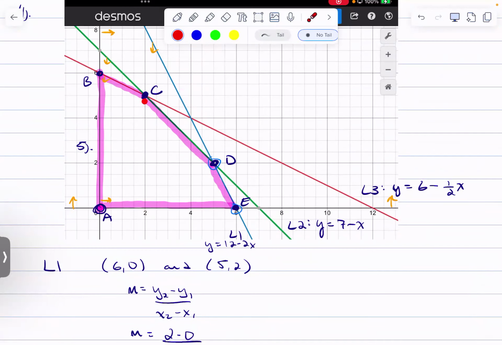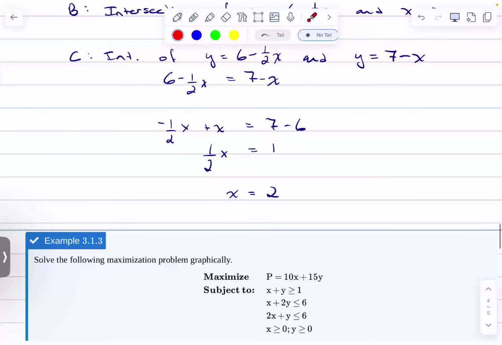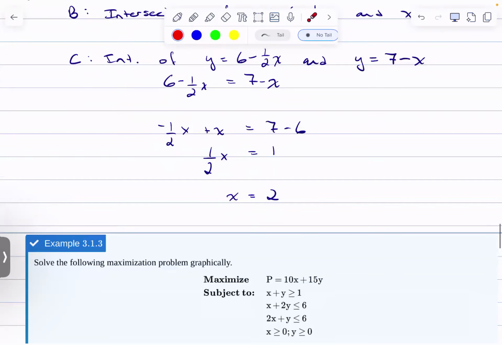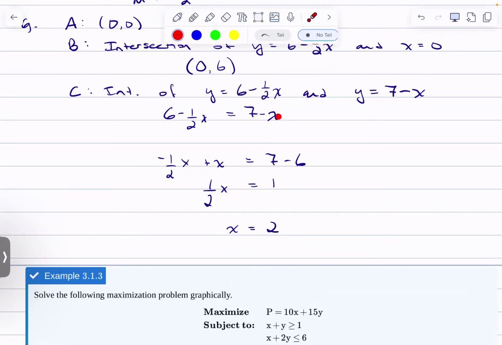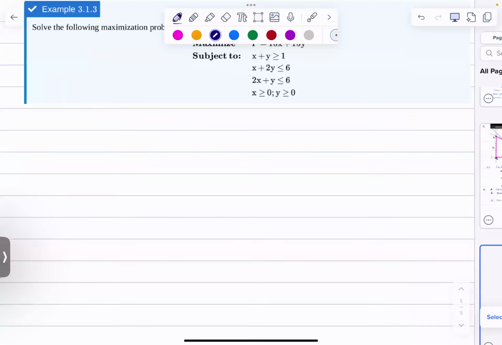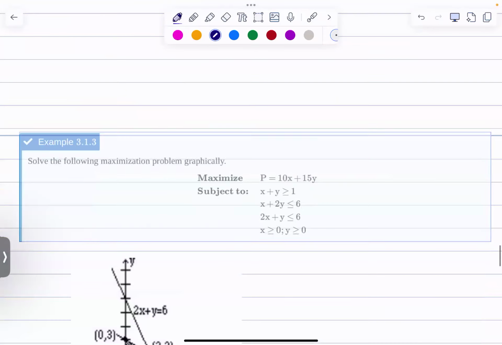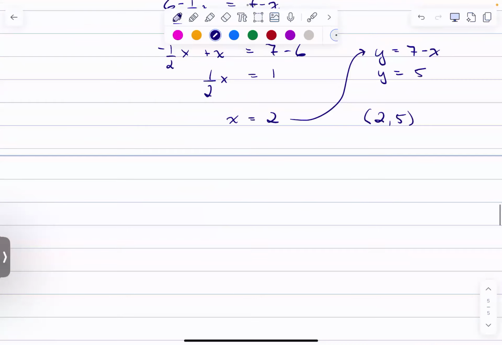Looks perfectly reasonable. Right. So now let's figure out what the y value is at x equals 2. Let's use y equals 7 minus x. So here, y is 7 minus x, so y must be 5, putting this point at 2, 5. And I'm going a little bit faster, probably, than I should be, just so we can cover it all.